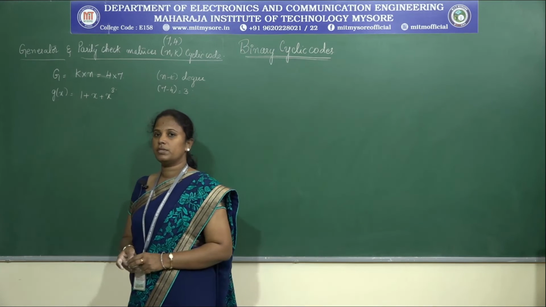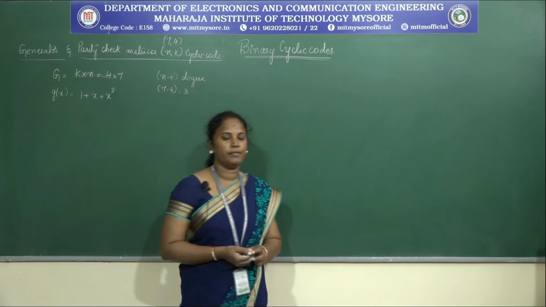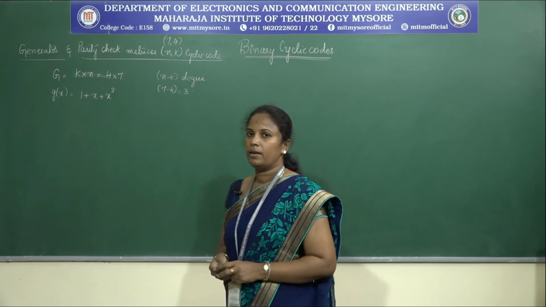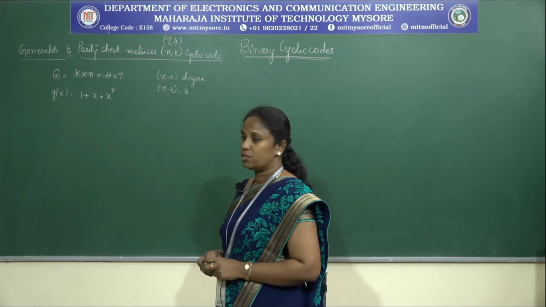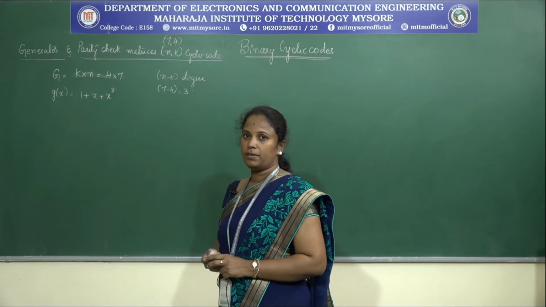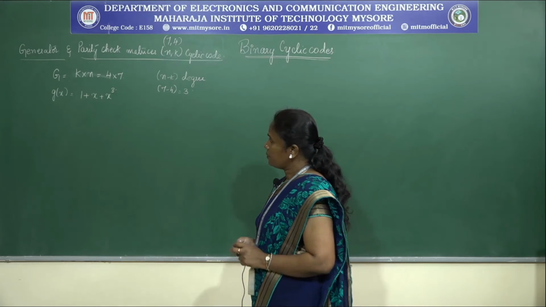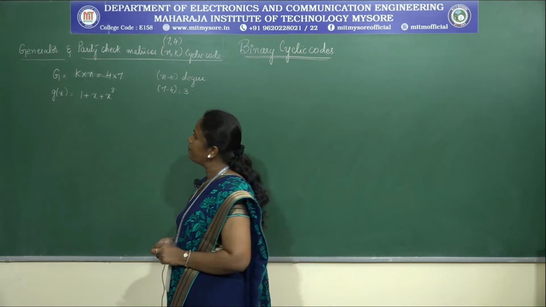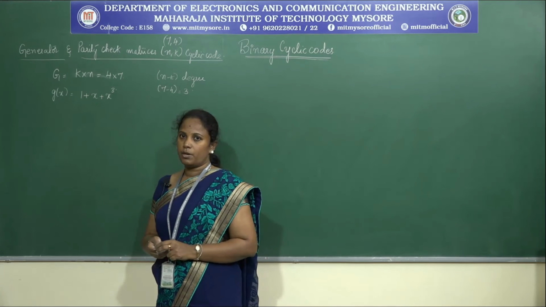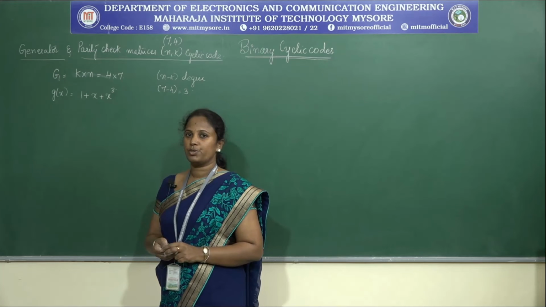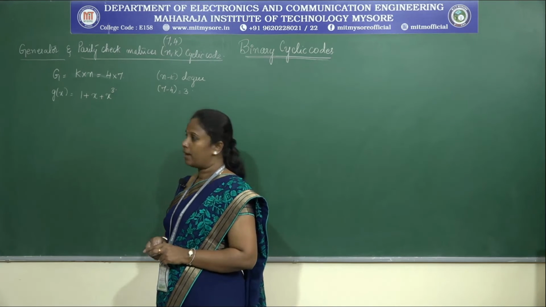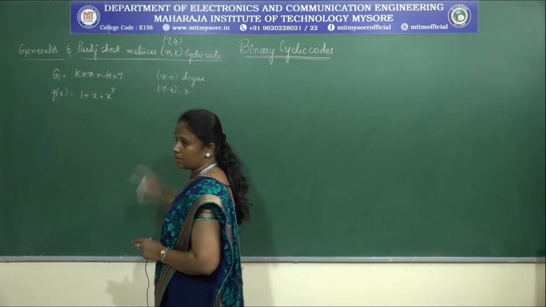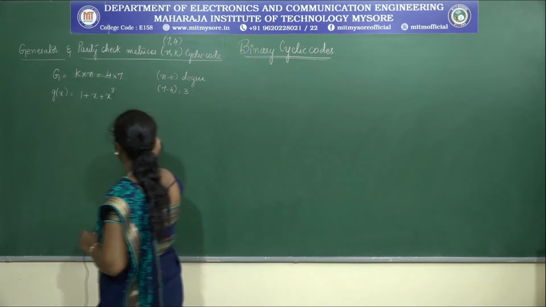Okay, now here if your generator polynomial is not given and only your n comma k is given, then how are we going to find the generator and the parity check matrix? We'll see now. So here they have given n comma k, which is 7 comma 4. The generator polynomial g of x consists of a degree n minus k. So if we consider n minus k, that means 7 minus 4, which is 3.